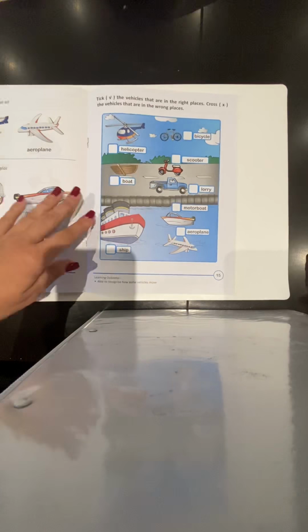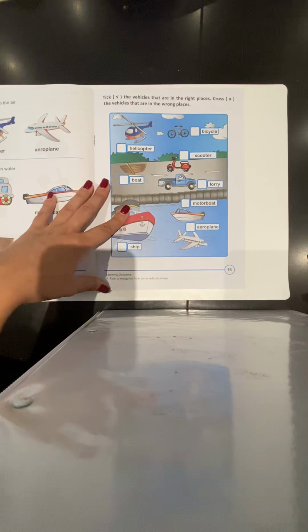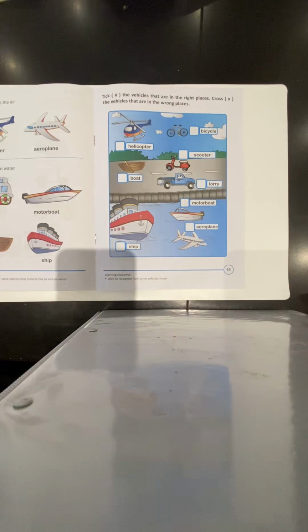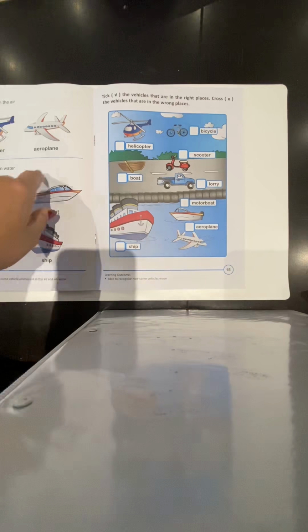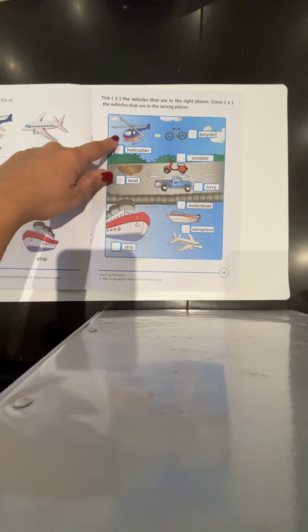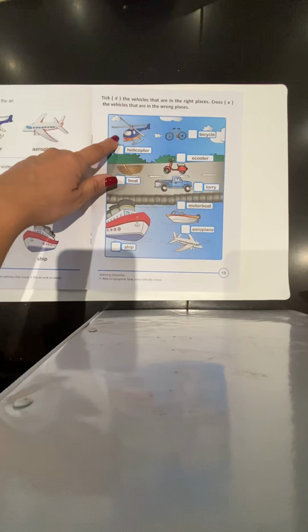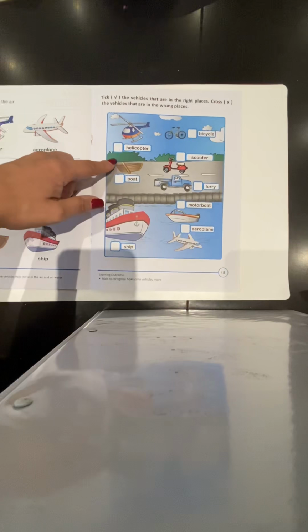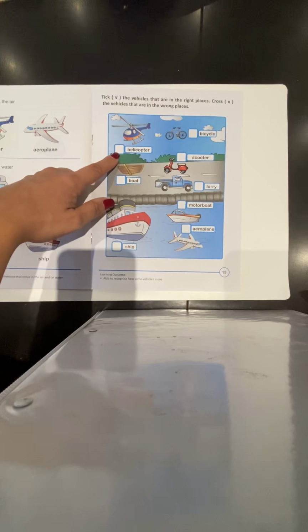Now let's do this part. This part is we're going to take the vehicles that are in the right places and put a tick, and do an X on the vehicles that are moving in the wrong places. The helicopter, is it in the right place? Up in the sky, up in the air? Yes, it is. So you're going to make a tick here.